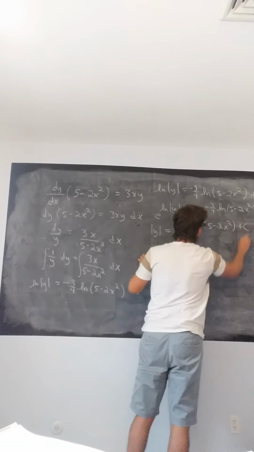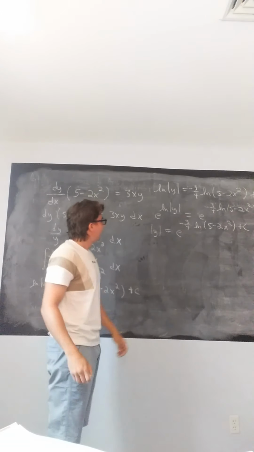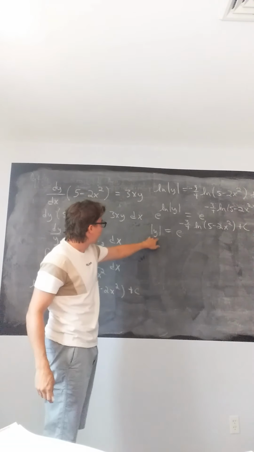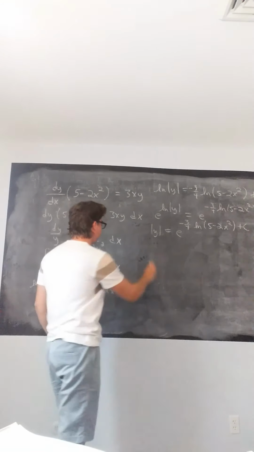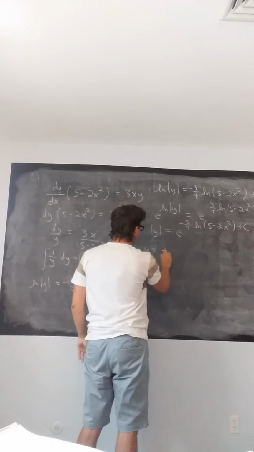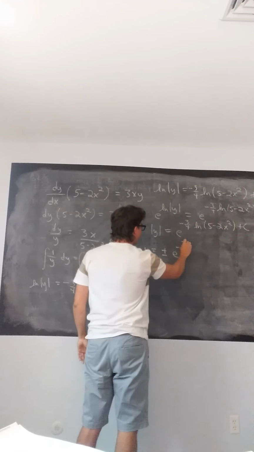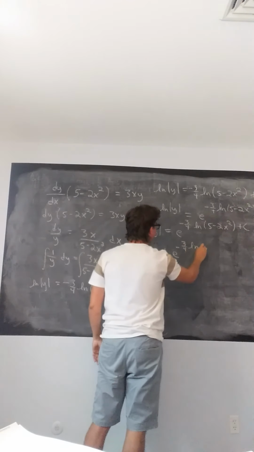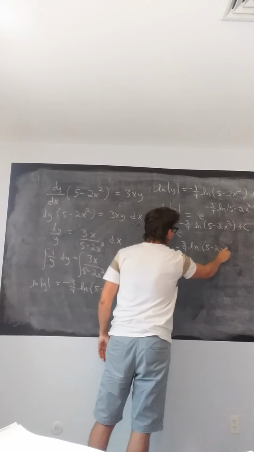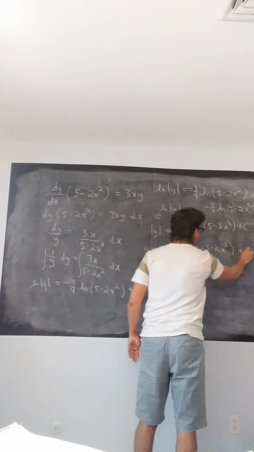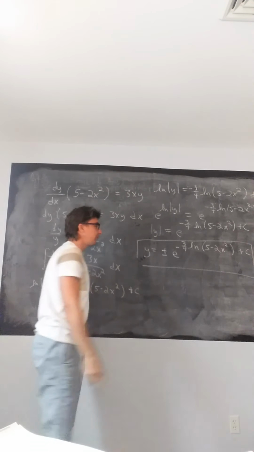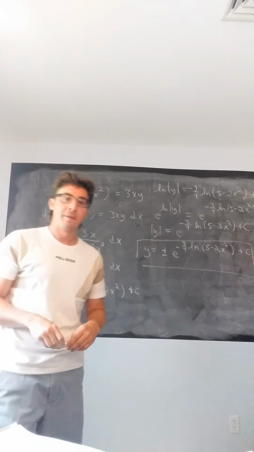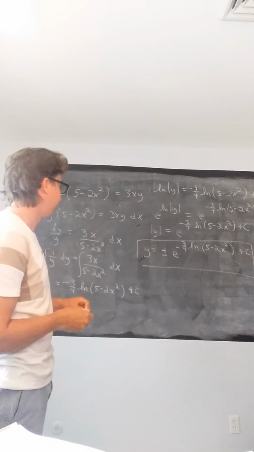And then how do we get rid of the absolute value of y? By putting a plus or minus on the right side. So y equals plus or minus e raised to the negative 3/4 times the ln of 5 minus 2x squared plus c. And now we got it. So this is a very nice and separable first order differential equation. Okay?